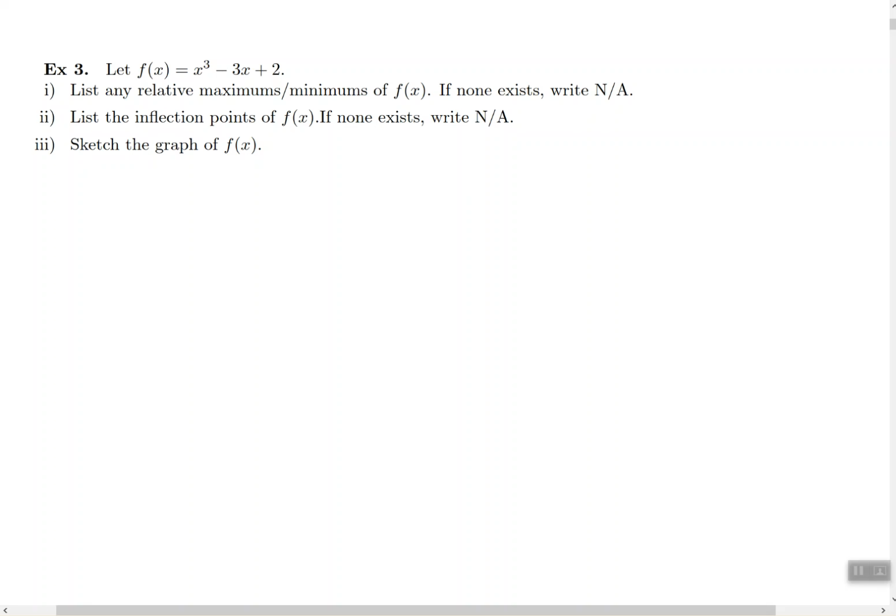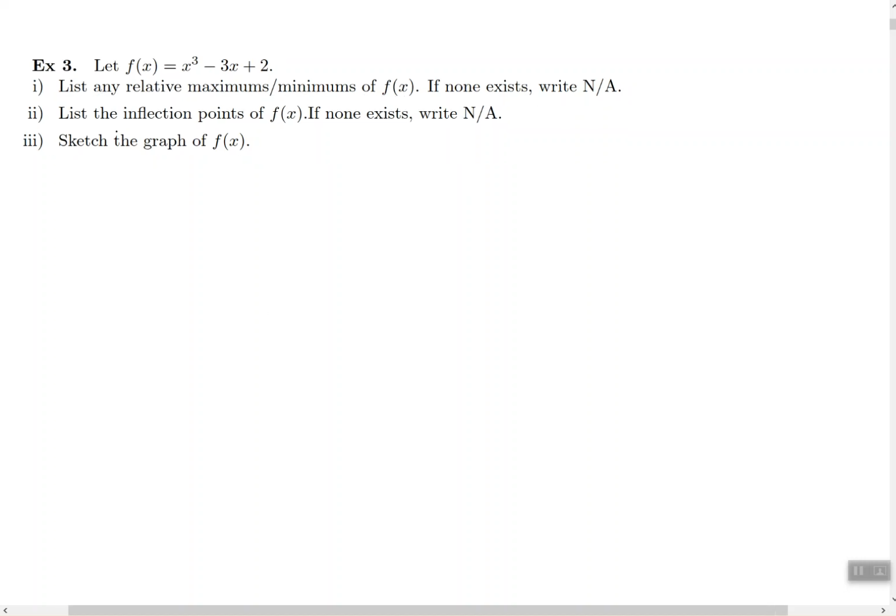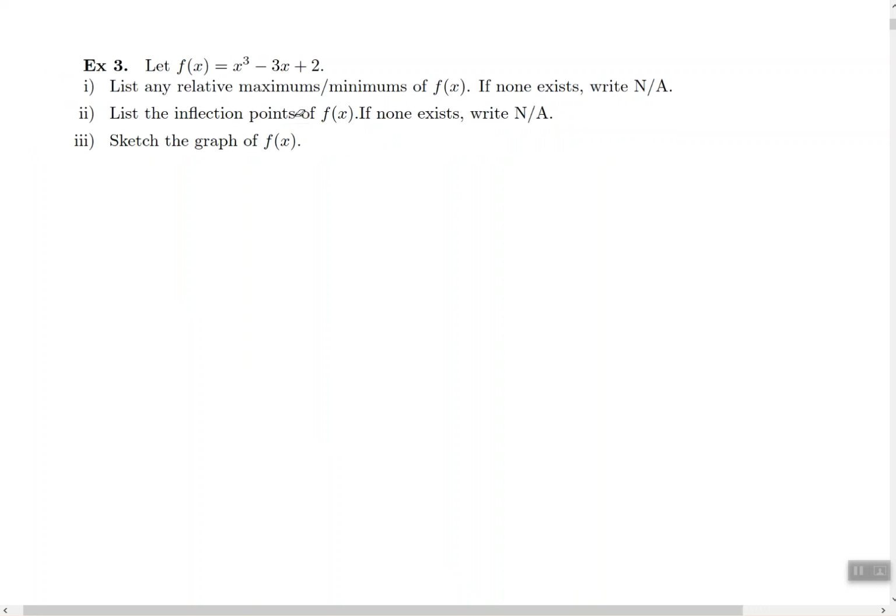Alright folks, so we are continuing with this section and we are looking for the maxima, minima, and the inflection points of this function f of x. Remember, for the max and mins and the increasing decreasing intervals, you're going to need to find the first derivative, whereas for the inflection points you need to know the second derivative. So here we go. Let's begin with part 1 of the problem, starting with writing the f of x.